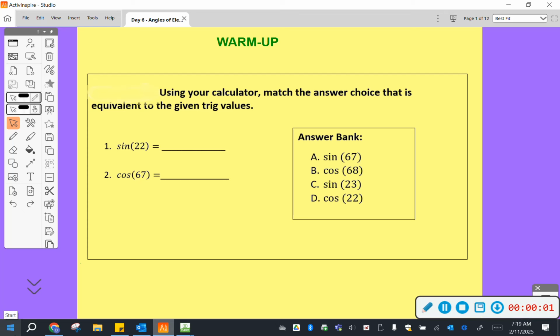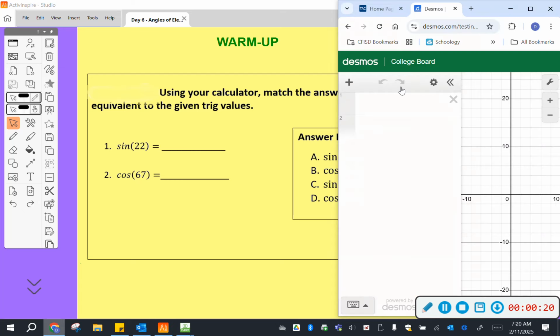Okay, for this problem, it says using your calculator, match the answer choice that is equivalent to the given trig values. This is going to be a test question on Thursday. You have a test on Thursday. So the sine of 22 equals, is it A, B, C, or D? What would you do to approach this? What would you do if you had this problem on your test?